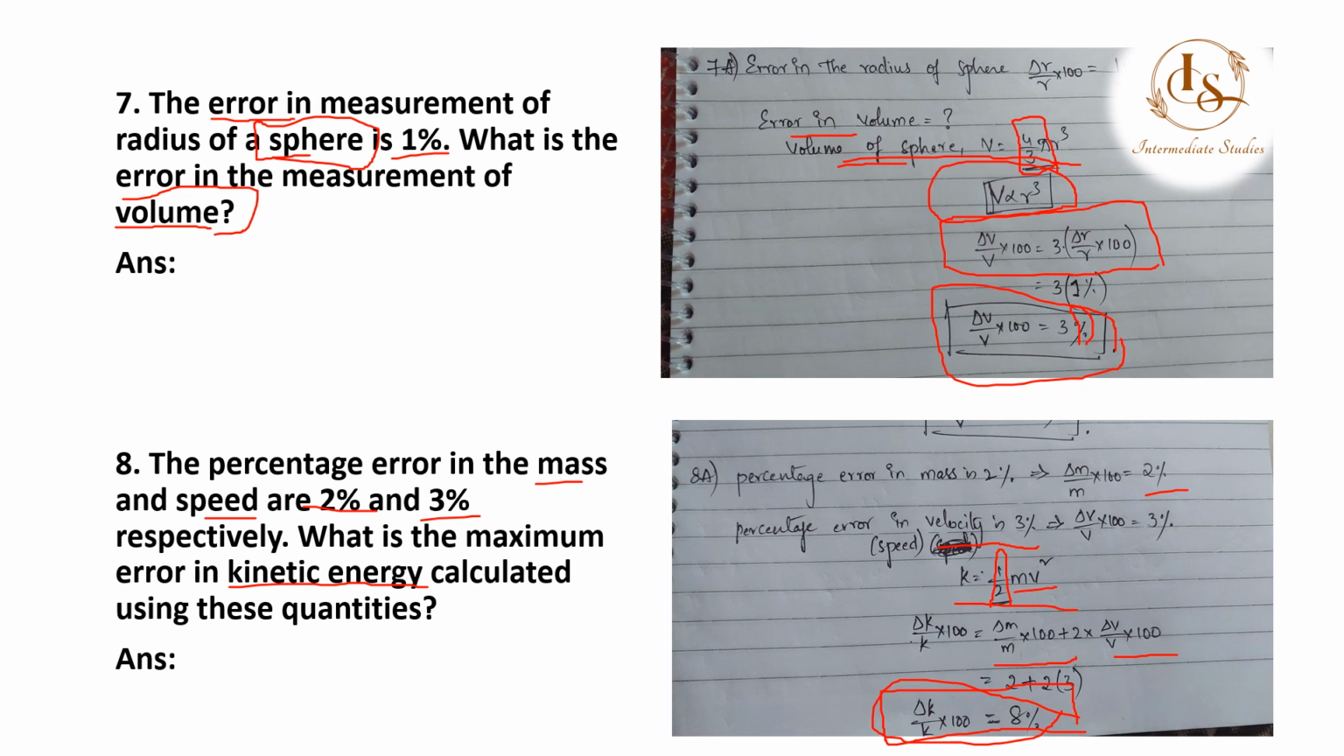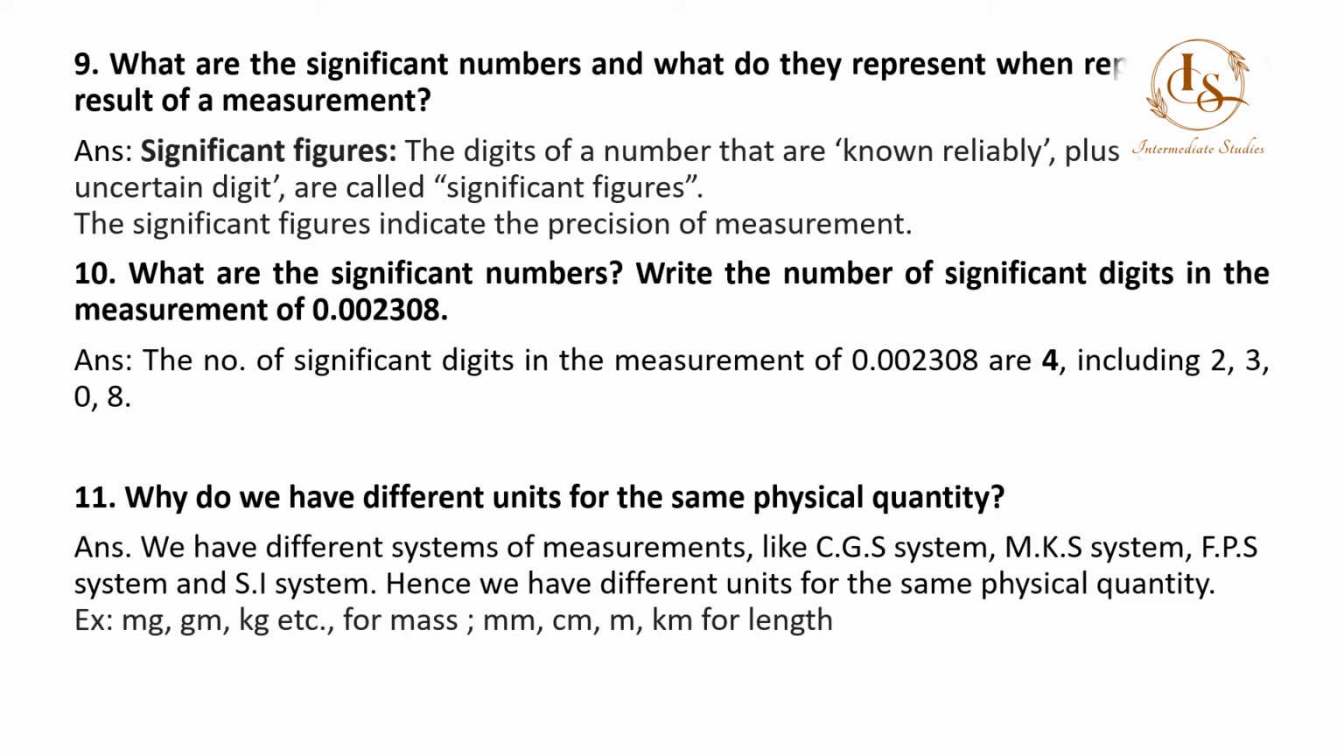Next question. What are the significant numbers and what do they represent when reporting the result of a measurement? Remember, they will ask like significant numbers or significant figures or significant digits. So you can answer like this: significant figures are the digits of a number that are known reliably plus one uncertain digit.